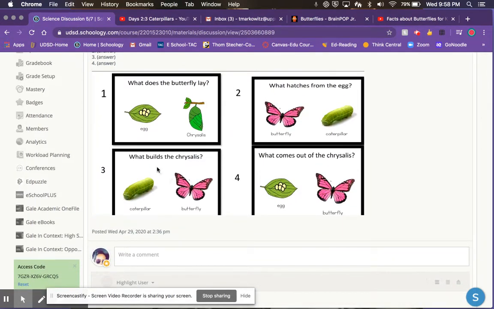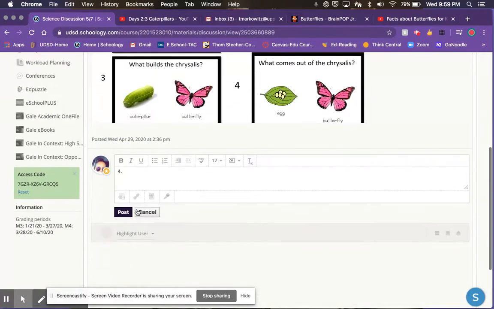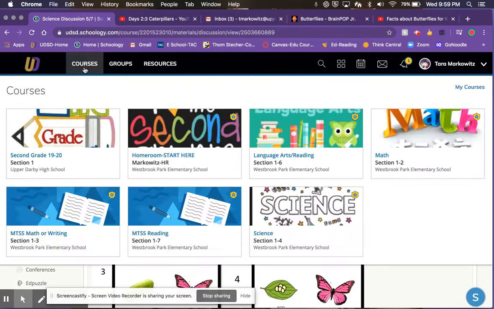Number 3, what builds the chrysalis? The caterpillar or the butterfly? And number 4, what comes out of the chrysalis? Egg or butterfly? You're going to type each of those down here, like this. And you're going to type your answer next to it and then click post. Okay? And let's go into our math.